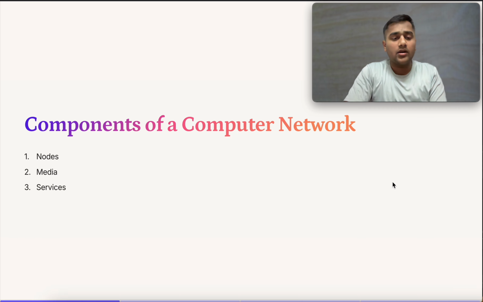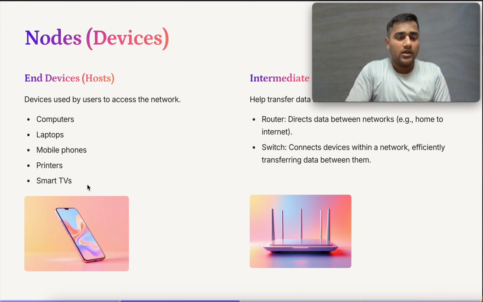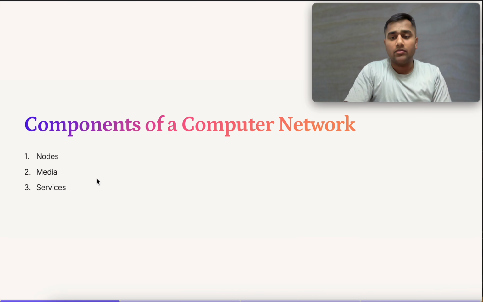In this video we are learning the components of computer network. There are mainly three components of computer network: one is nodes, second is media, and third is services. The computer network is based on these three components. So let's learn each of them one by one.